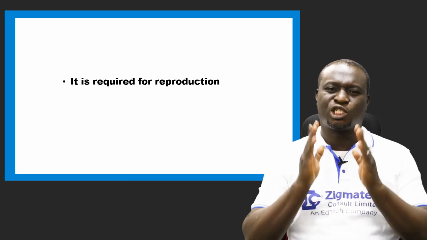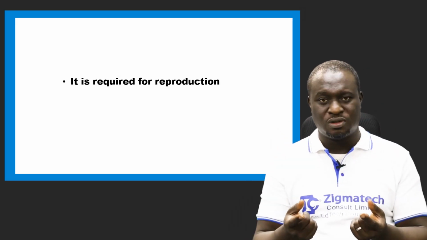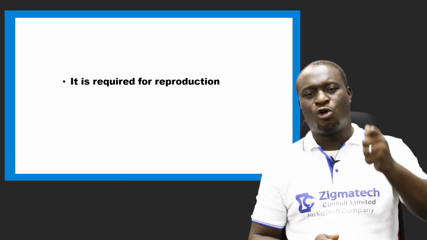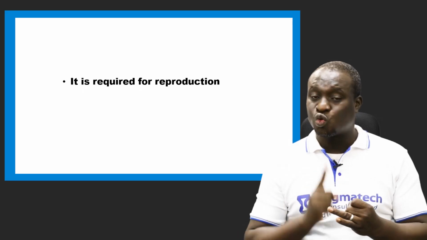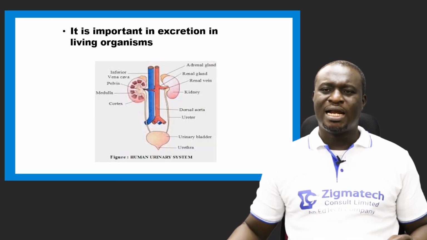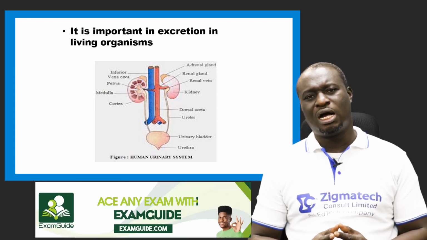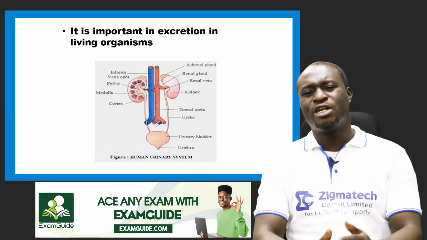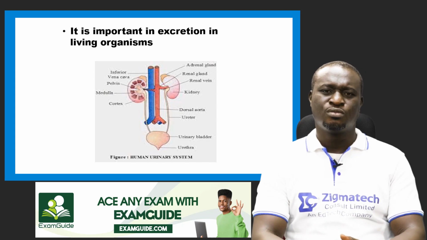So reproduction is possible when energy is produced or released. Energy is an essential factor required for reproduction, both in plants as well as in animals. Another importance of respiration, or importance of energy for living organisms, is that energy is important in excretion.